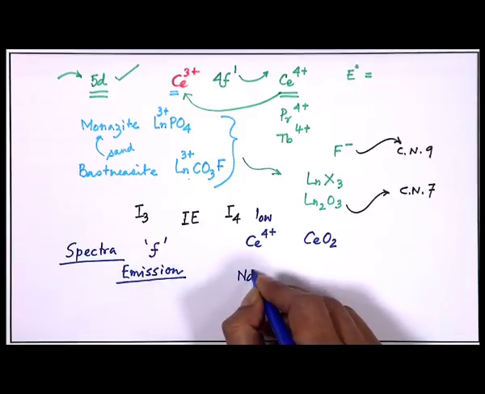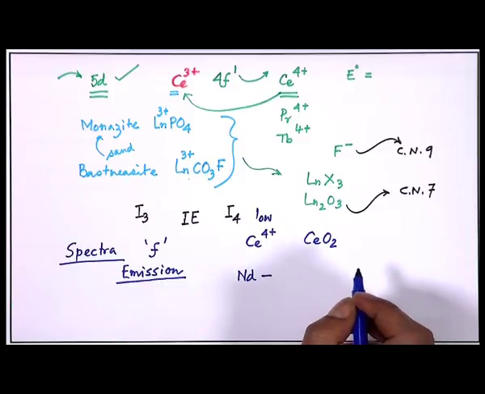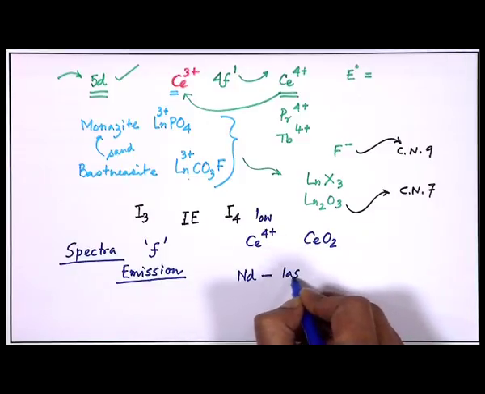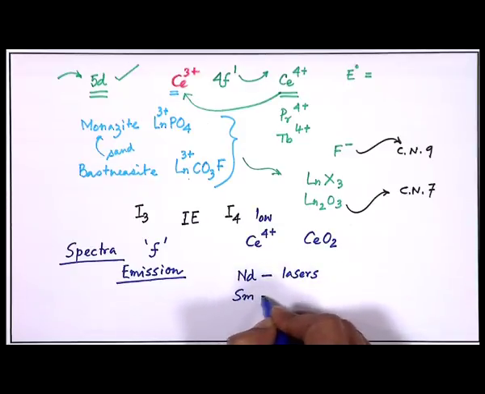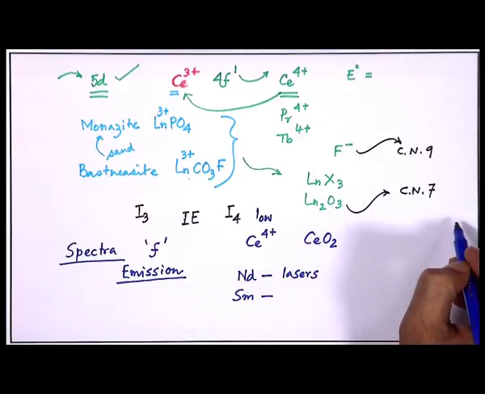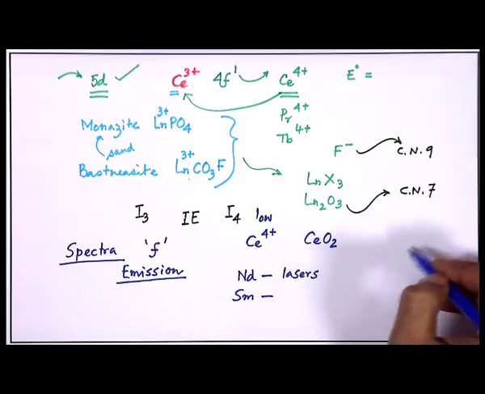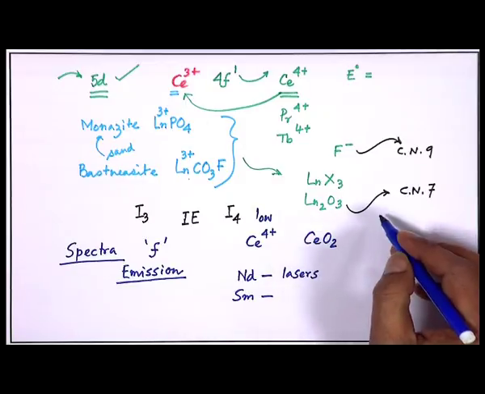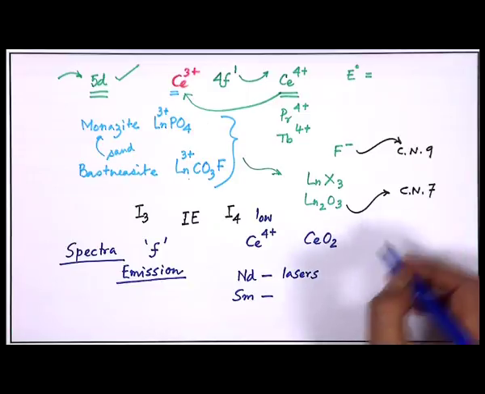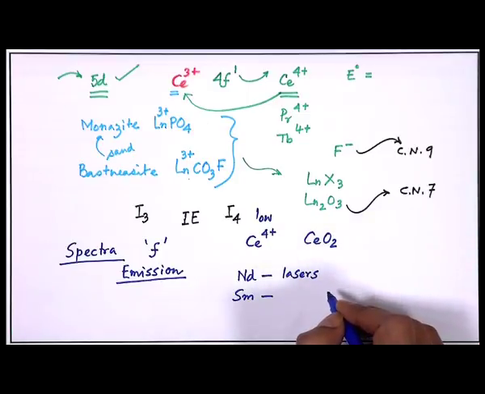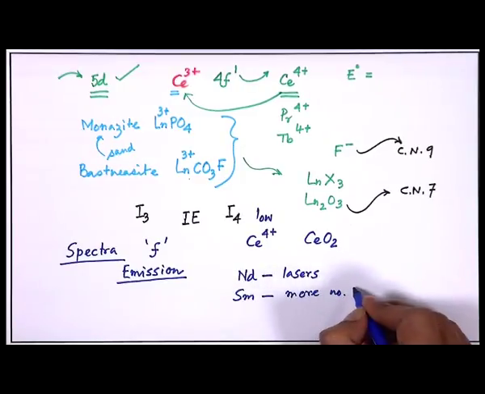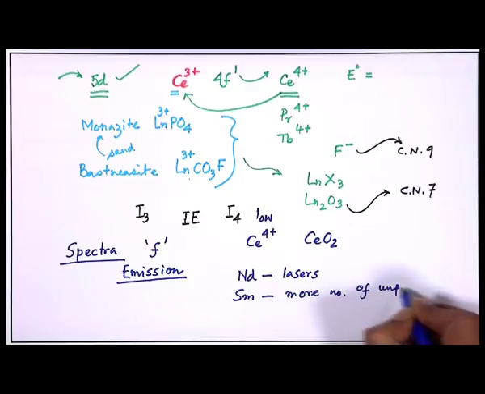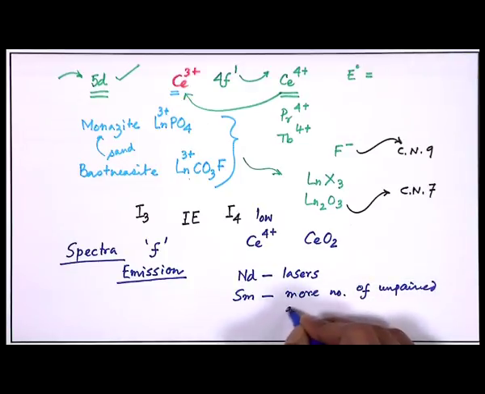So the general knowledge is that neodymium is very much used for lasers, and samarium, because of the presence of a larger number of f electrons, since we have 7 orbitals to accommodate the electrons, and if all 7 orbitals are singly occupied, we get an electronic configuration with 7 unpaired electrons. So we can put a more number of unpaired electrons.